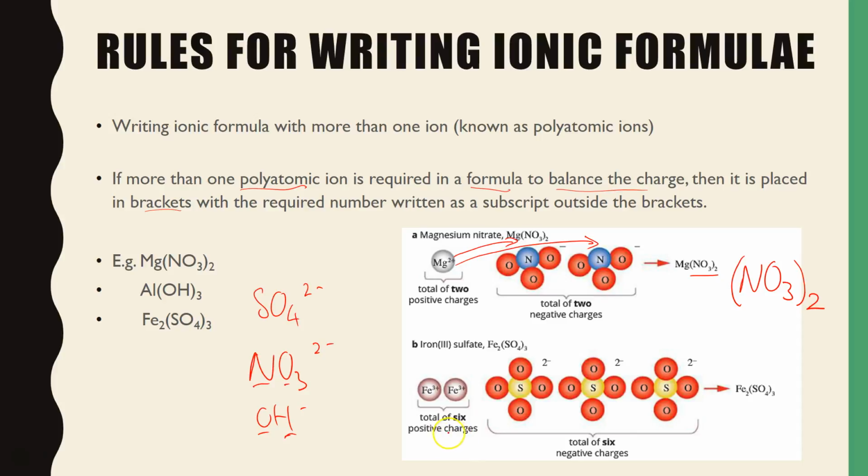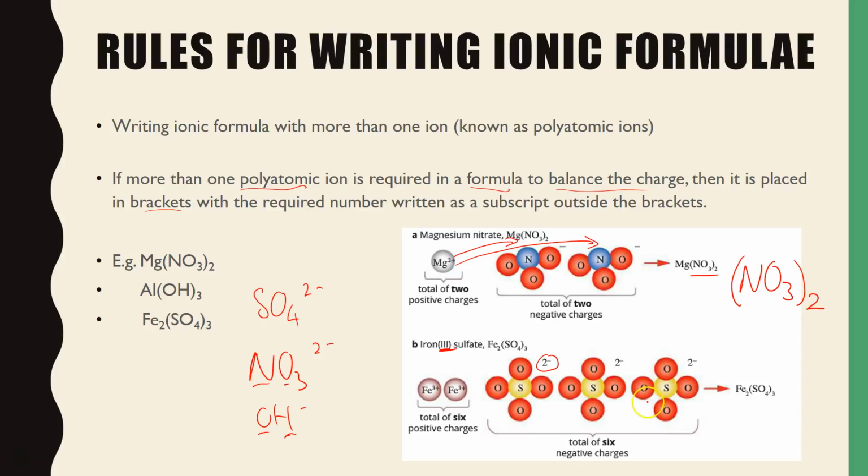Similarly, if you have iron and you have sulfate. So sulfate has a total of -2 charge. Iron has a +3 charge. In this case, it's iron(III) sulfate. So what we need to do is work out what's the lowest common denominator that's going to accept 6 electrons if this one gains 2 at a time. So the lowest common denominator is going to be 6.